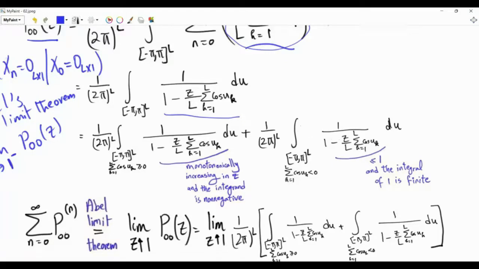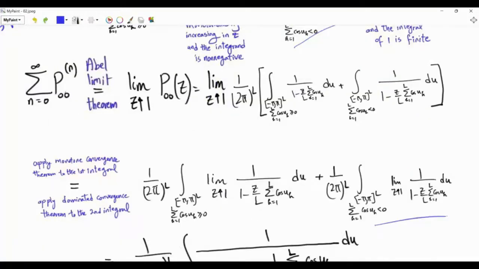The integration can be upper bounded by the full integral from minus pi to pi for each u. And in that case, we have an upper bound of (2π)^L, which is a finite number. So for this integral here, again, the integrand can be upper bounded by 1, and 1 is integrable. And so by the dominated convergence theorem, if we want to take the limit as z tends to 1, we can move the limit inside, and we can take the limit. This is for the second integral here. And if we take the limit as z tends to 1, this z will just become 1.